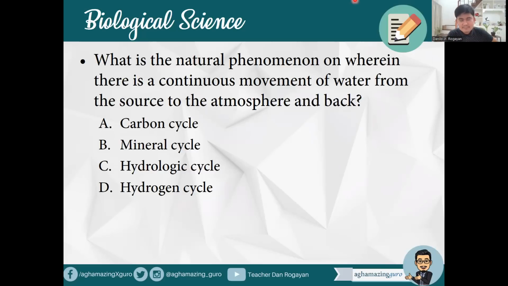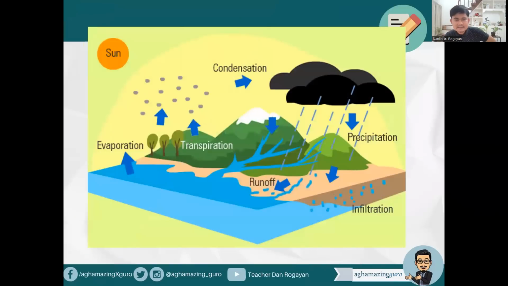That is correct. Siyempre, dali yan. Hydrologic cycle. So this is how it looks like, the hydrologic cycle. Okay, so we have your condensation, precipitation, transpiration, evaporation, transpiration, kasama yan. And then infiltration and runoff. Question. How do you call the process of phase transition from gas to liquid? Phase transition from gas to liquid.